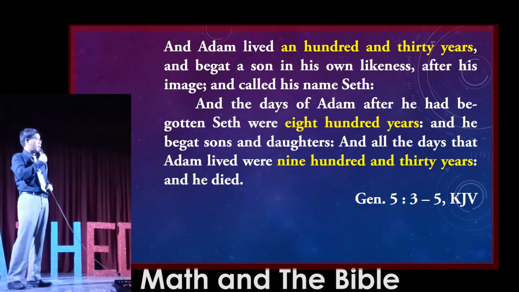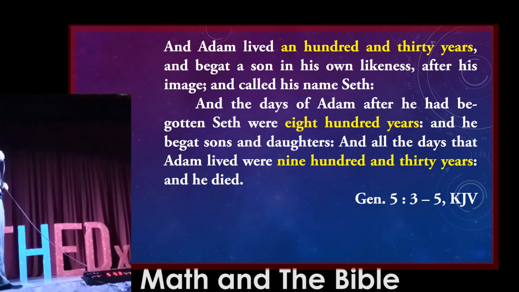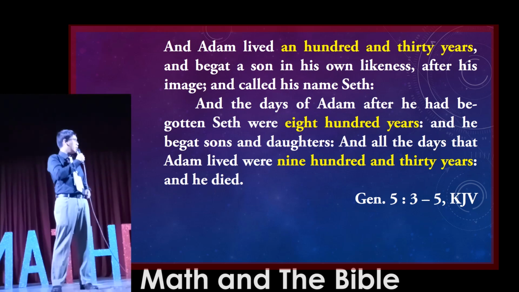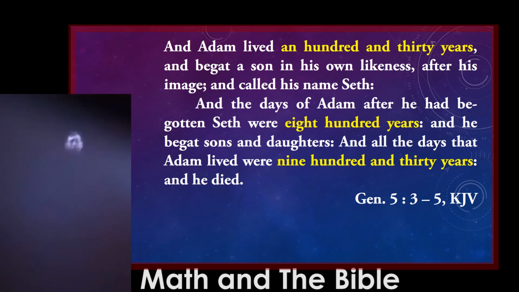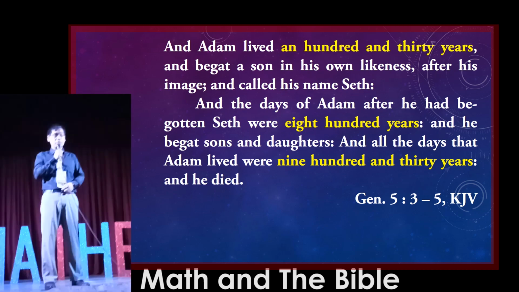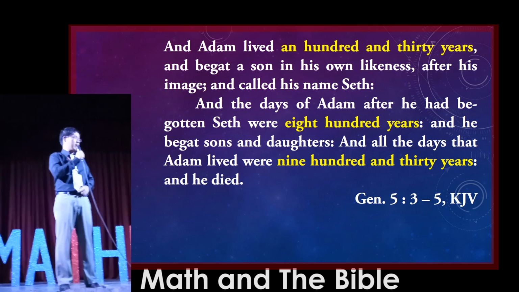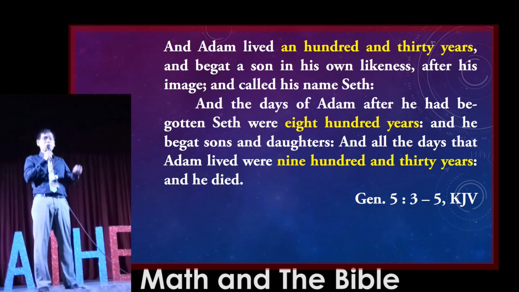And Adam lived 130 years, and begat a son in his own likeness, after his image, and called his name Seth. And the days of Adam, after he had begotten Seth, were 800 years, and he begat sons and daughters. And all the days that Adam lived were 930 years, and he died.